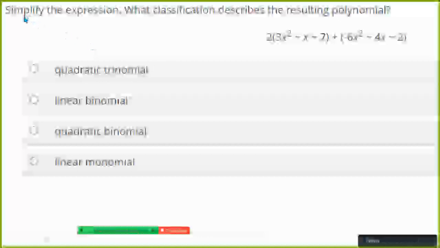Here we go. This is a good one. This is what we started with on the first day, was naming these things, naming the polynomial. So let's do a little review on that. What classification describes the resulting polynomial? So when they say resulting, they mean simplify this expression we have, simplify the whole mess, and then name it.